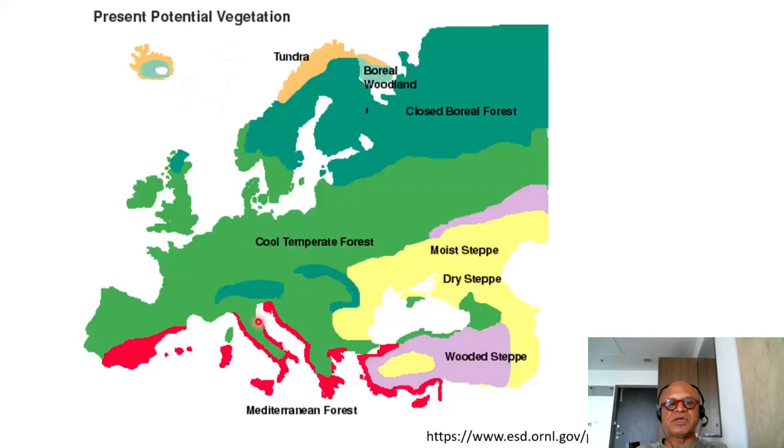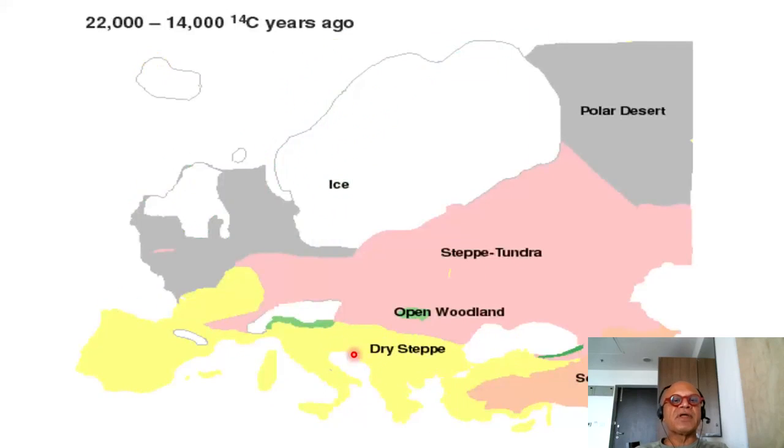So this is a depiction of the European region showing present potential vegetation. Of course, this includes modifications by humans for agriculture and so on. So tundra, boreal woodland, closed boreal forests, cool temperate, moist steppe, dry steppe, wooded steppe, Mediterranean forests, and so on. The idea is to compare to what happened during the glaciation 22,000 to 14,000 C14 years ago, which means dates determined by the carbon-14 isotope that we talked about.